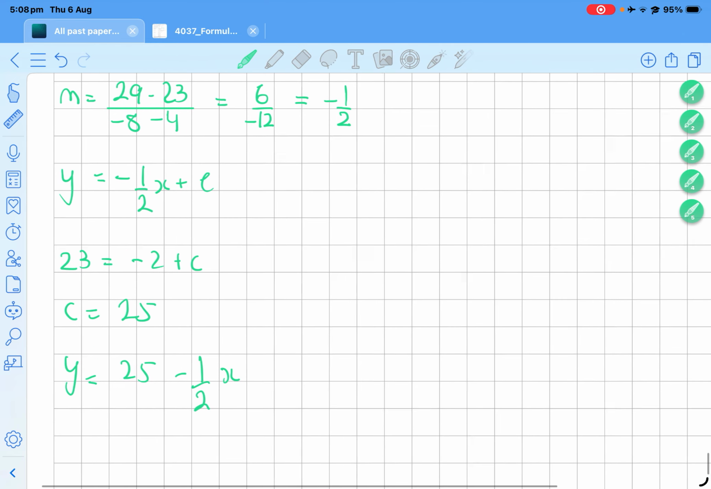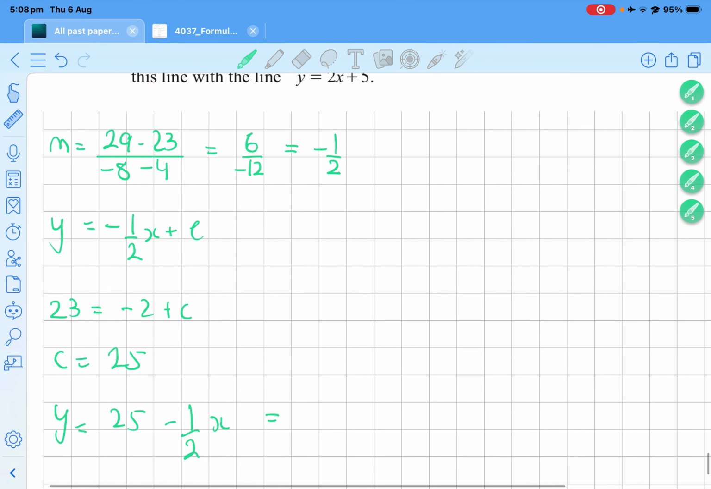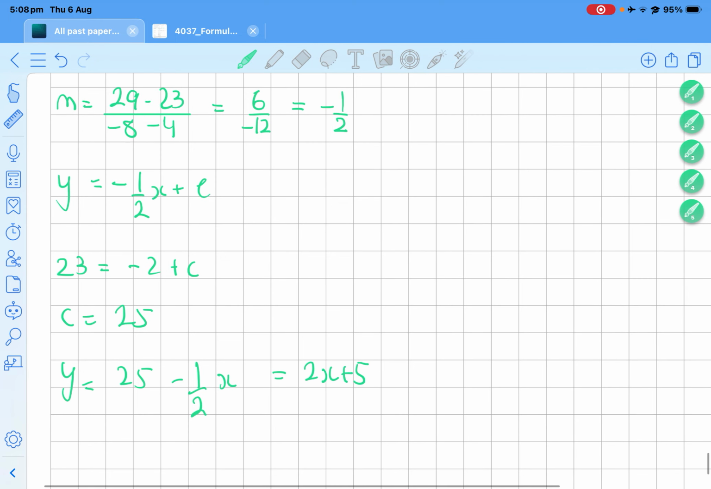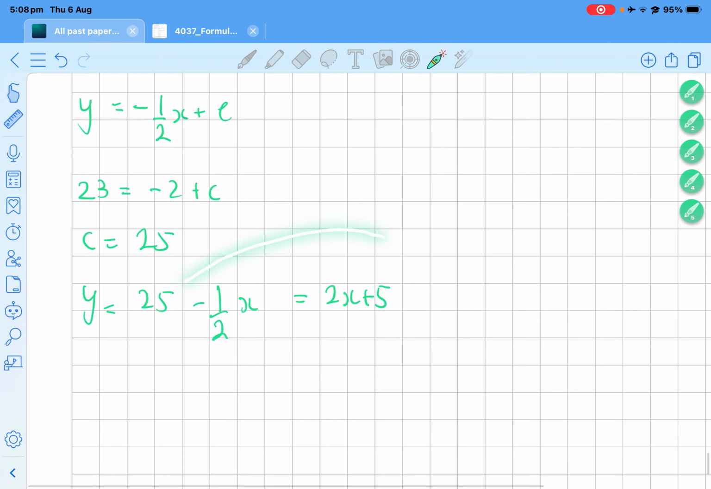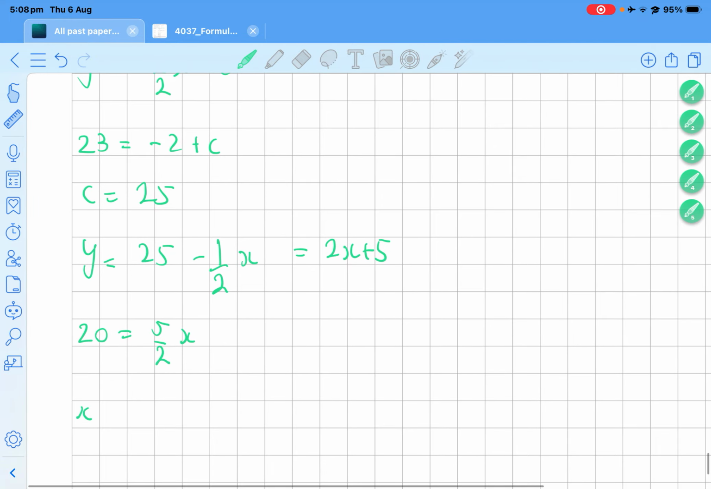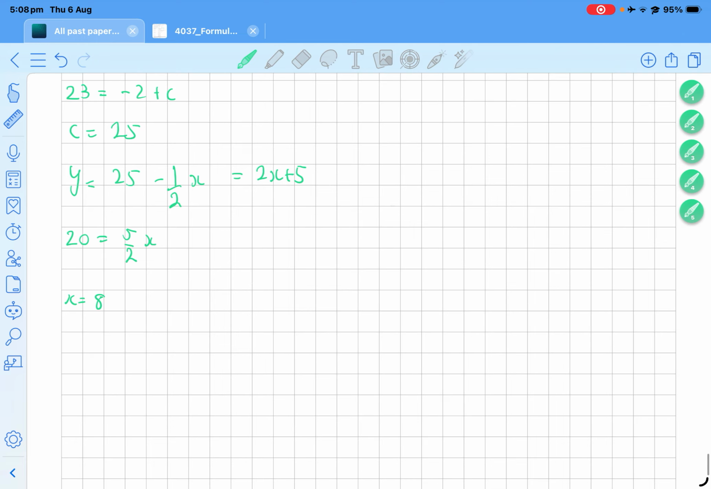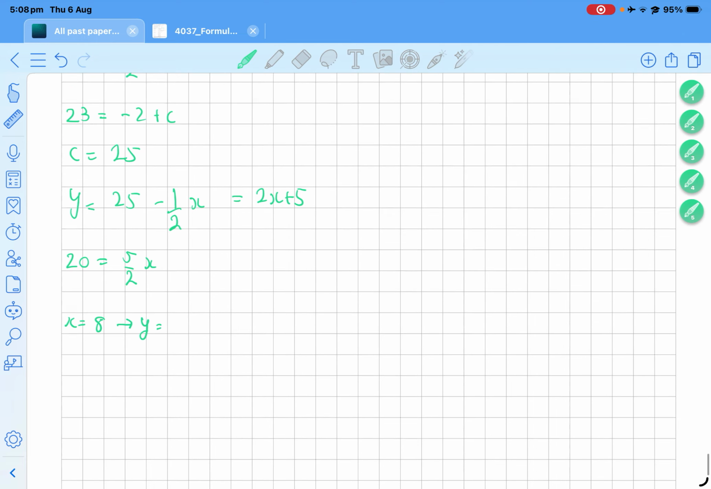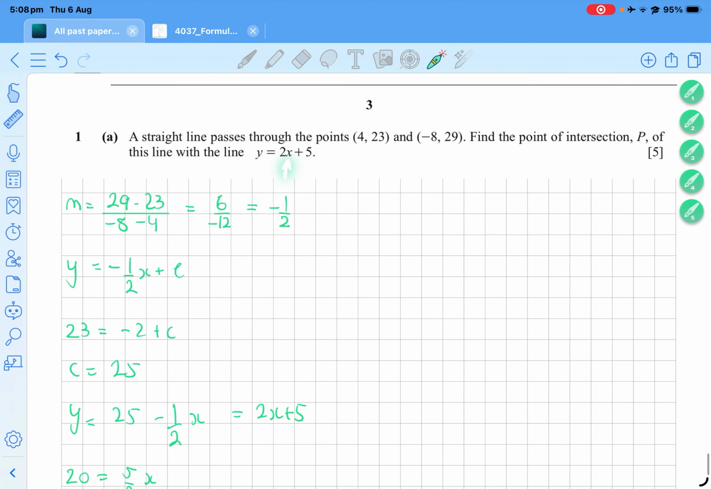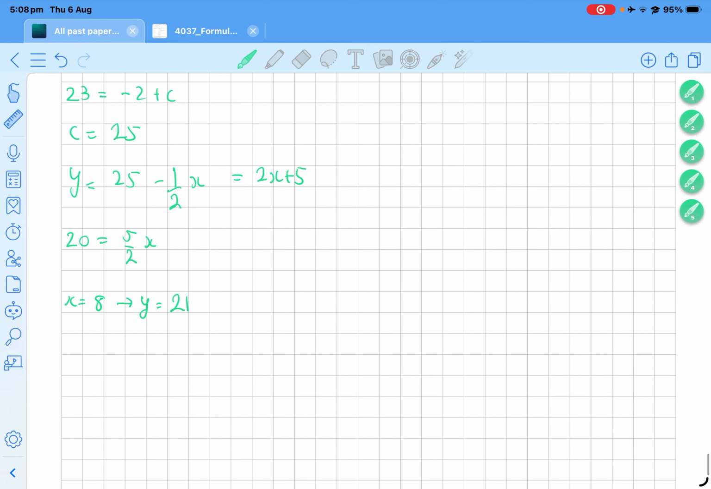And we need to find where it intersects 2x plus 5. So 5 you can subtract on this side. So we're left with 20 equals 5 halves times x. So x will be equal to 40 by 5, which is 8. So x is equal to 8, and then we can plug it into this equation. So 2 times 8 is 16, and 16 plus 5 is 21. So you can write that P is (8, 21). Answer.